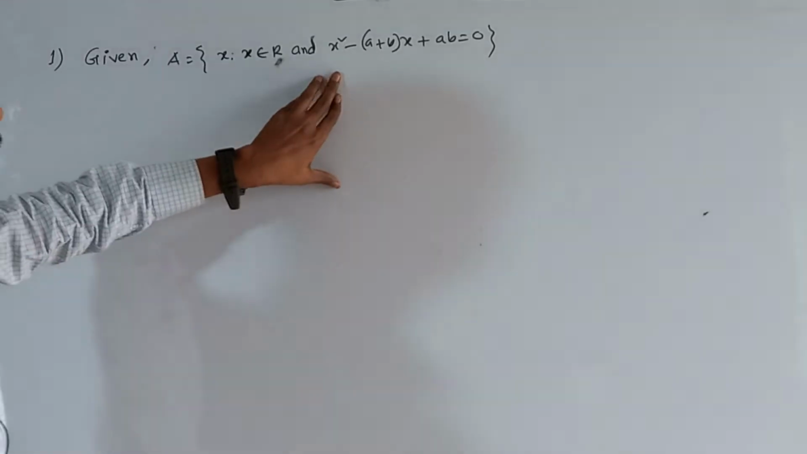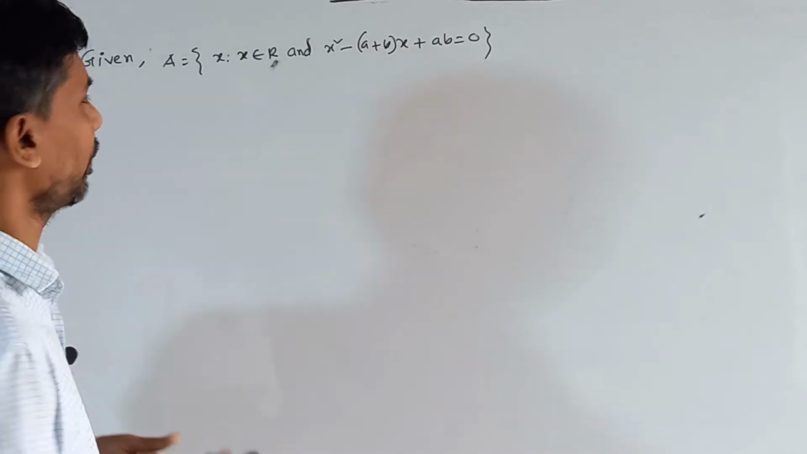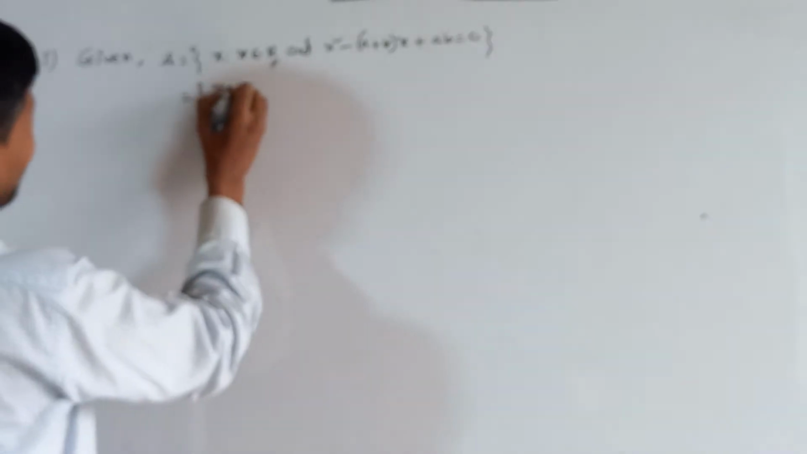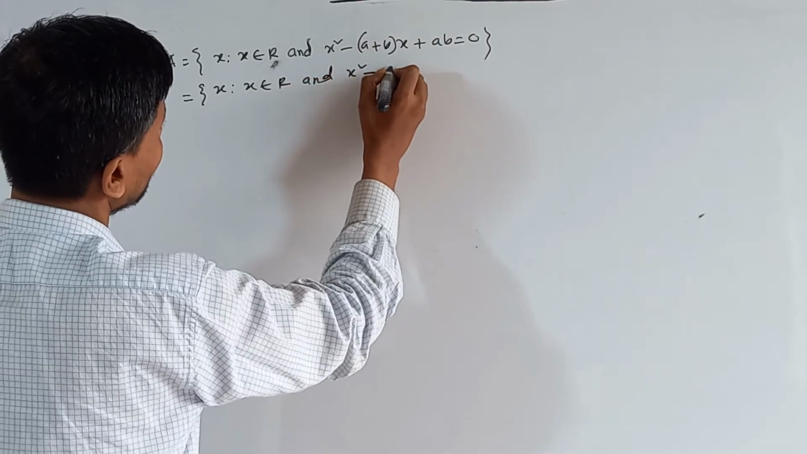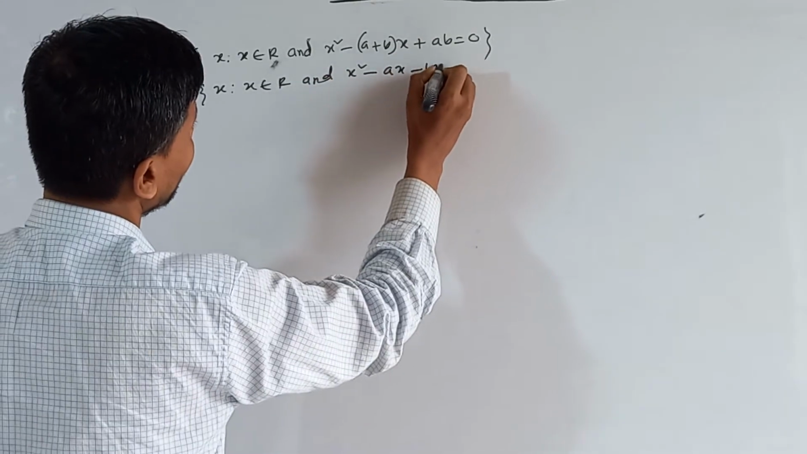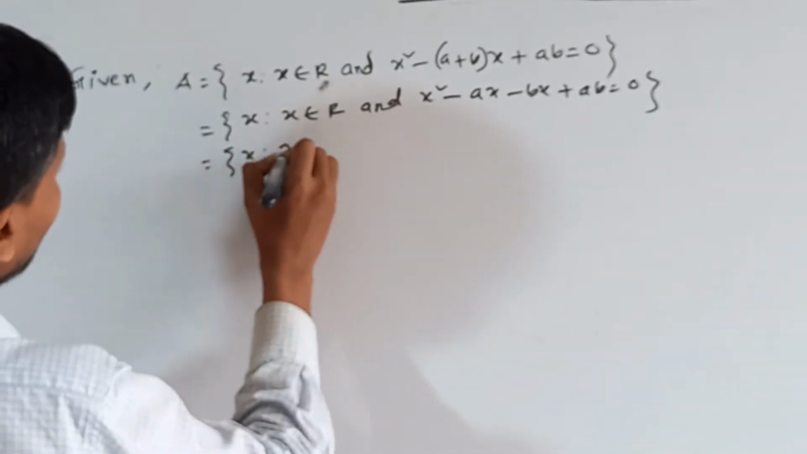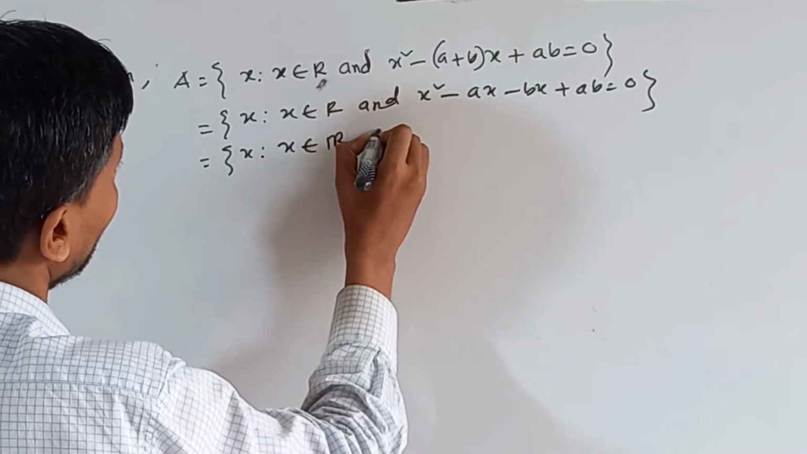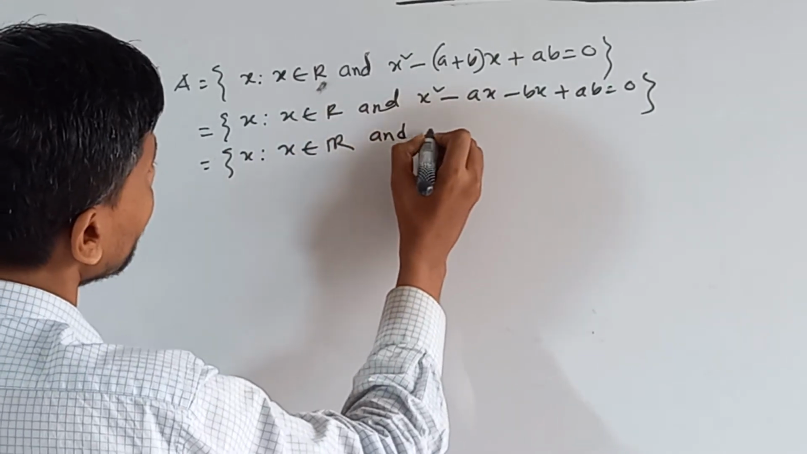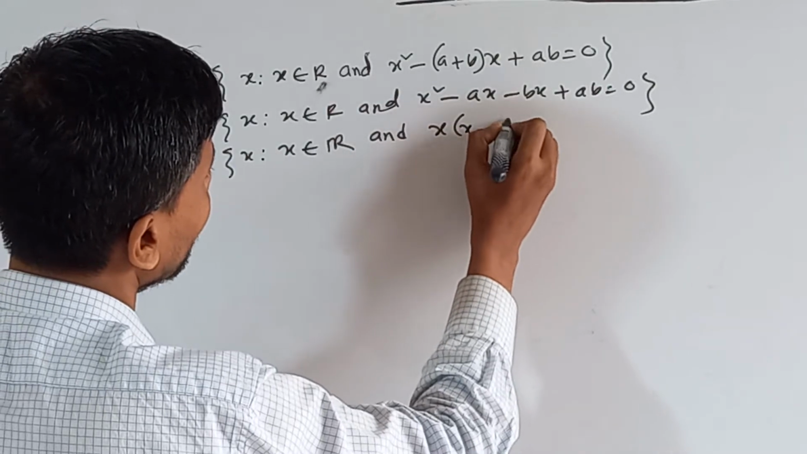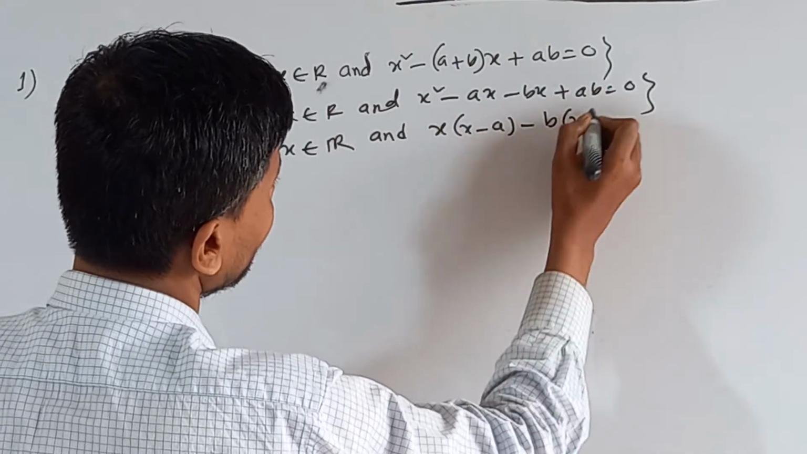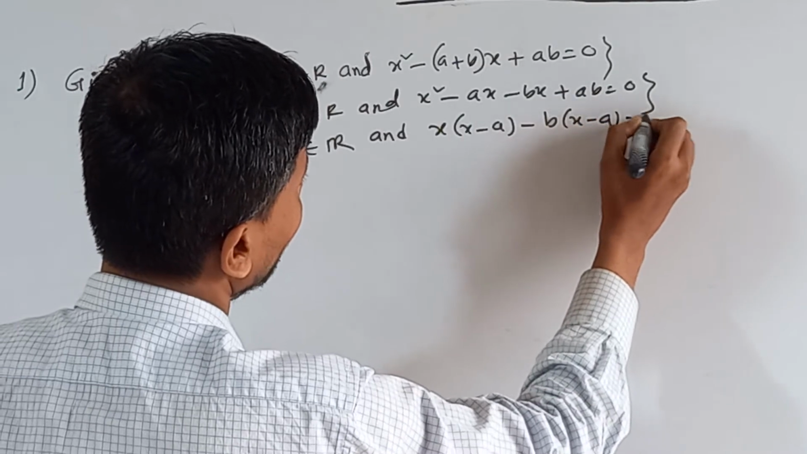Look, given A equals {x such that x belongs to R and x squared minus (a plus b) x plus ab equals 0}. We have to determine the elements of the set A. Right: x such that x belongs to R and x squared minus ax minus bx plus ab equals 0. Taking common factors, x (x minus a) minus b (x minus a) equals 0.